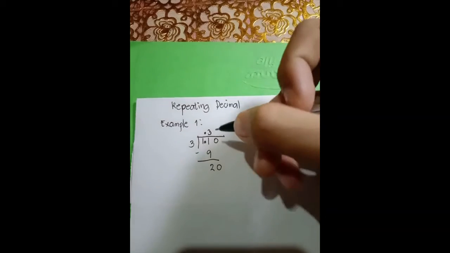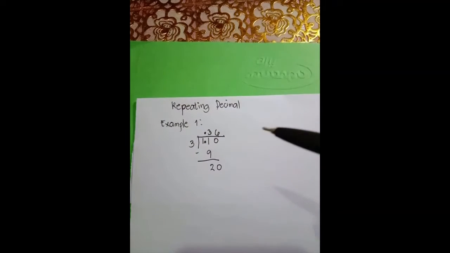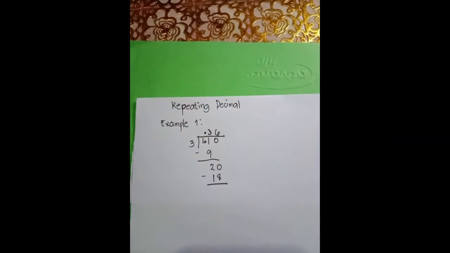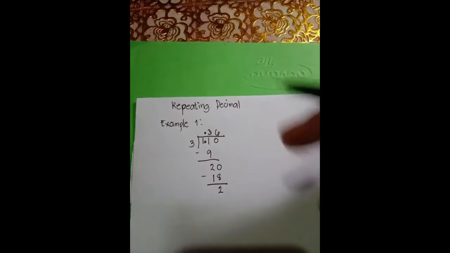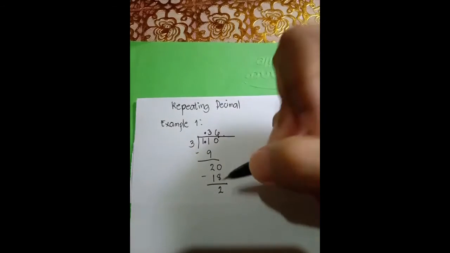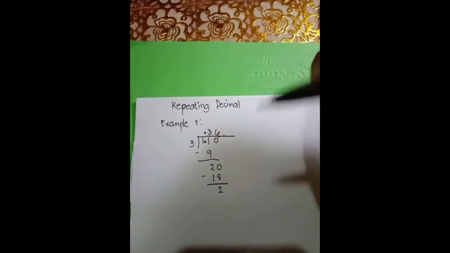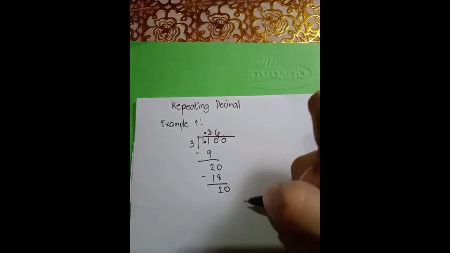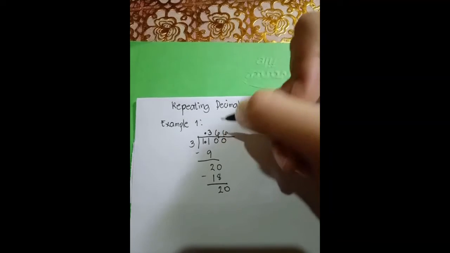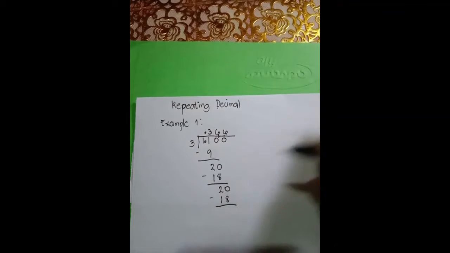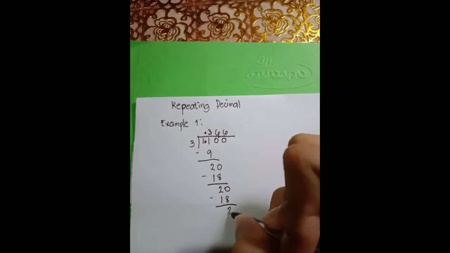20 divided by 3 is equal to 6. 3 times 6 is equal to 18. So subtract, we have here 2. Next, 2 divided by 3 cannot be done, so we add 0. 20 divided by 3 is equal to 6. 3 times 6 is equal to 18. Subtract, then we again have 2.